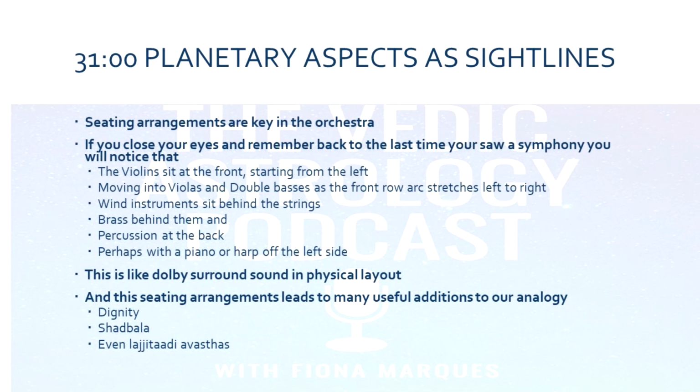So that's dignity, and it lends itself naturally to talking about aspects, planetary aspects, which lends itself to talking about Lajjitaadi Avasthas. So you can imagine in these seating arrangements, all the instruments are having relationships with each other, and they can see other instruments and they can not see other instruments. So if you think about the way the violins or the strings are at the front, they can't see anyone behind them, right? And then the wind can see the violins in front of them, but they can't see the brass or the percussion.